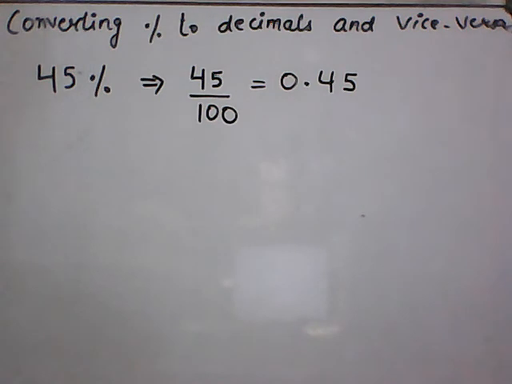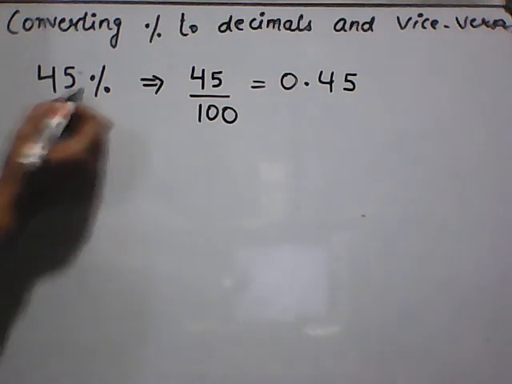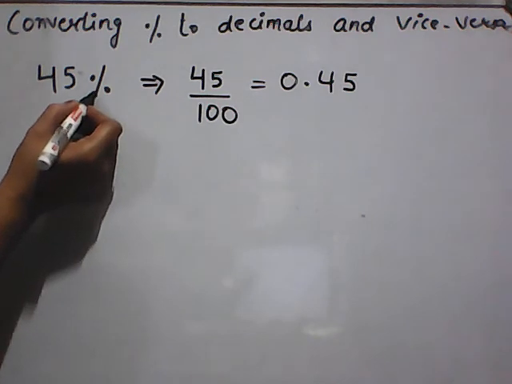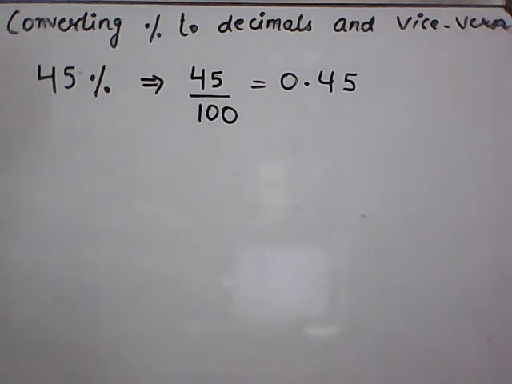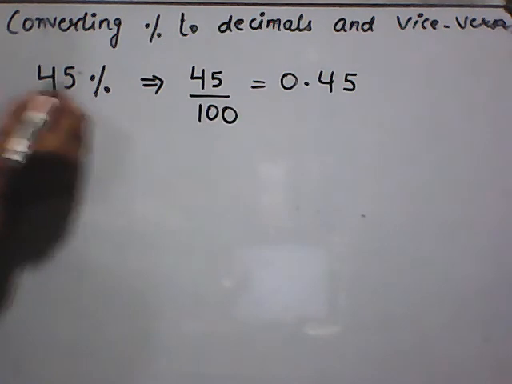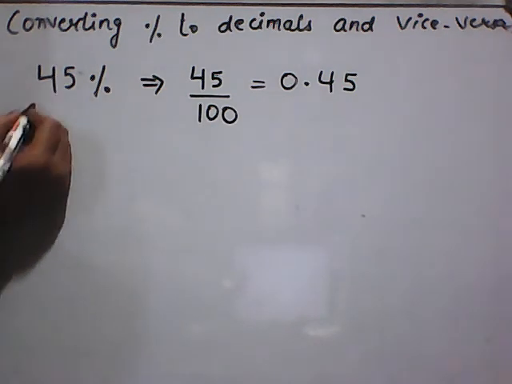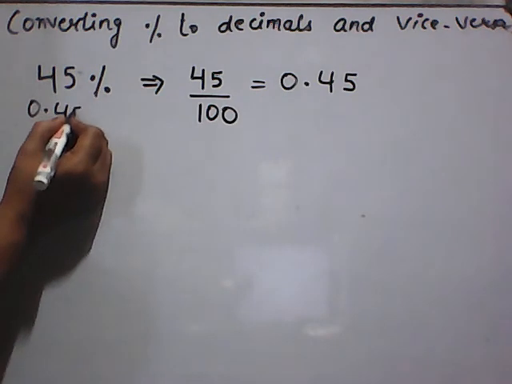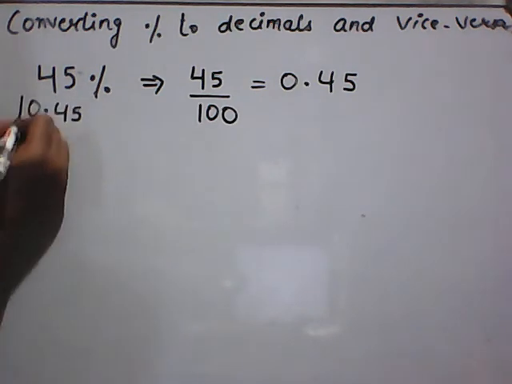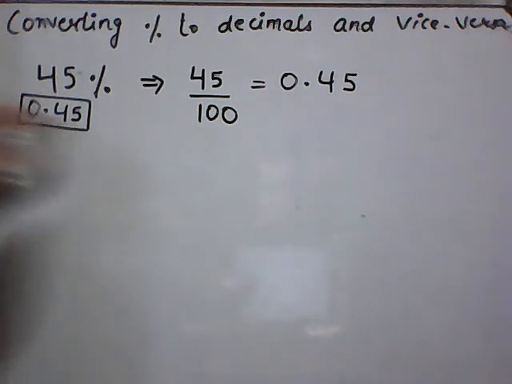There is also a shortcut. If 45% is given to you and you have to convert from percentage to decimal, then we shift the decimal point 2 places to the left and remove the percentage symbol. It is 45%. Place the decimal point 2 places left: 1, 2. 0.45, and remove the percentage symbol. So it is the decimal form of 45%.